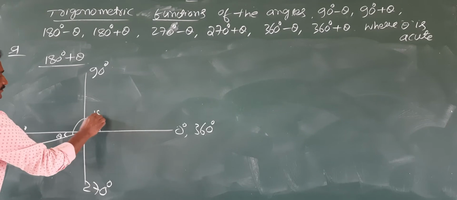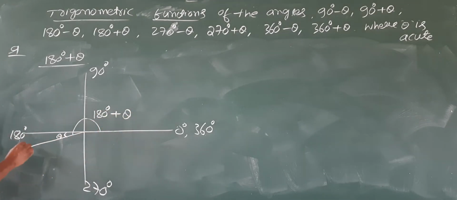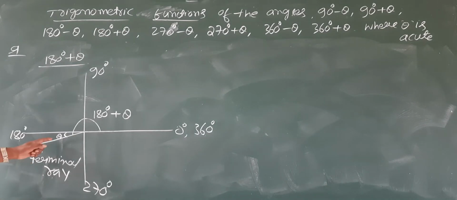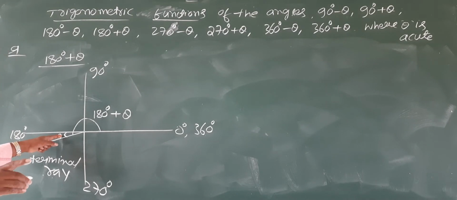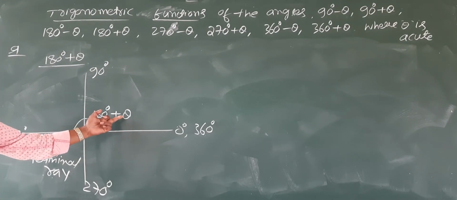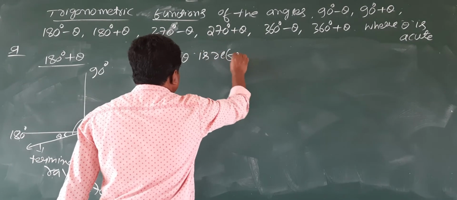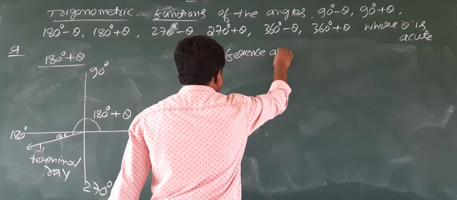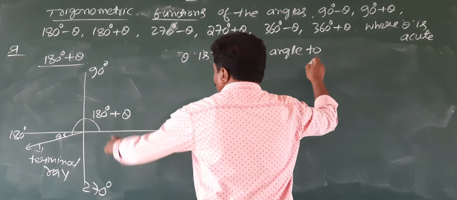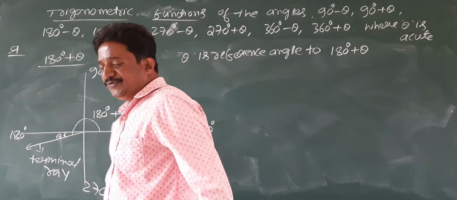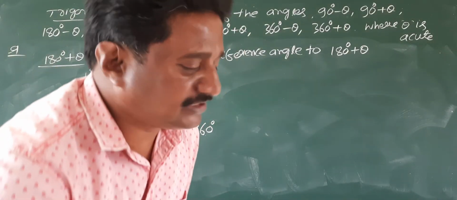180 plus theta. This is the terminal ray. So tell me, the angle between the terminal ray and the x-axis becomes the reference angle. Theta is the reference angle to 180 degree plus theta.